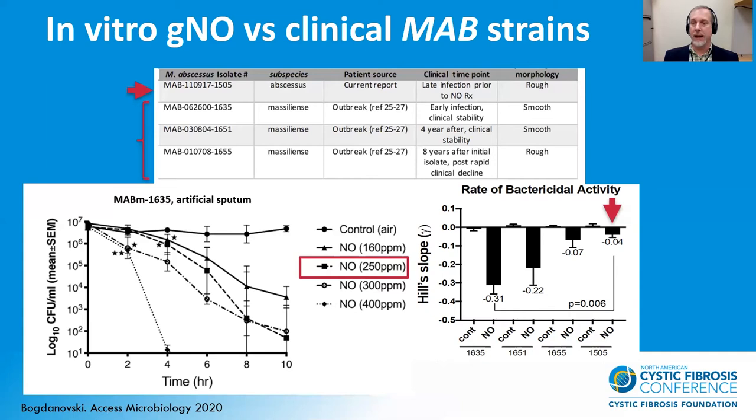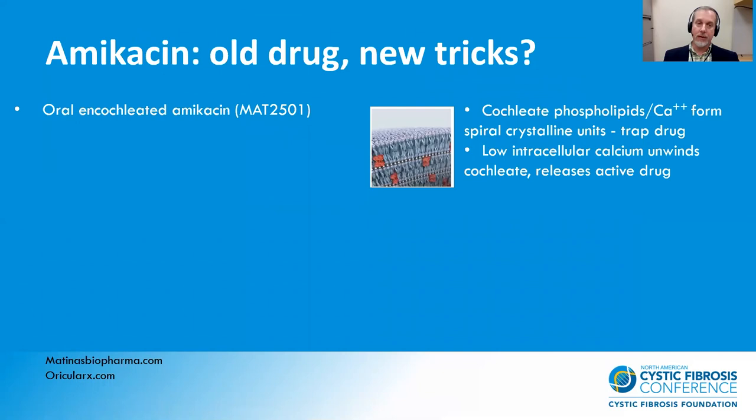In terms of repackaging available drugs for administration, amikacin is a highly efficacious drug against NTM, many species of NTM, but it's a very toxic drug with a narrow therapeutic window. One approach is to look at being able to deliver this orally in a designer drug that would lower toxicity of the drug.